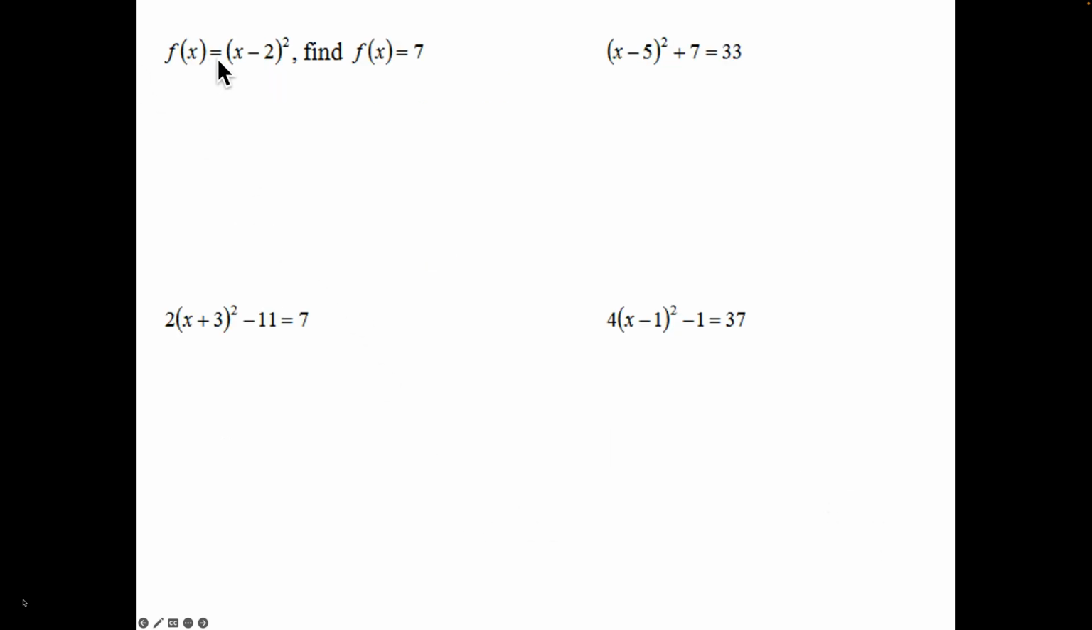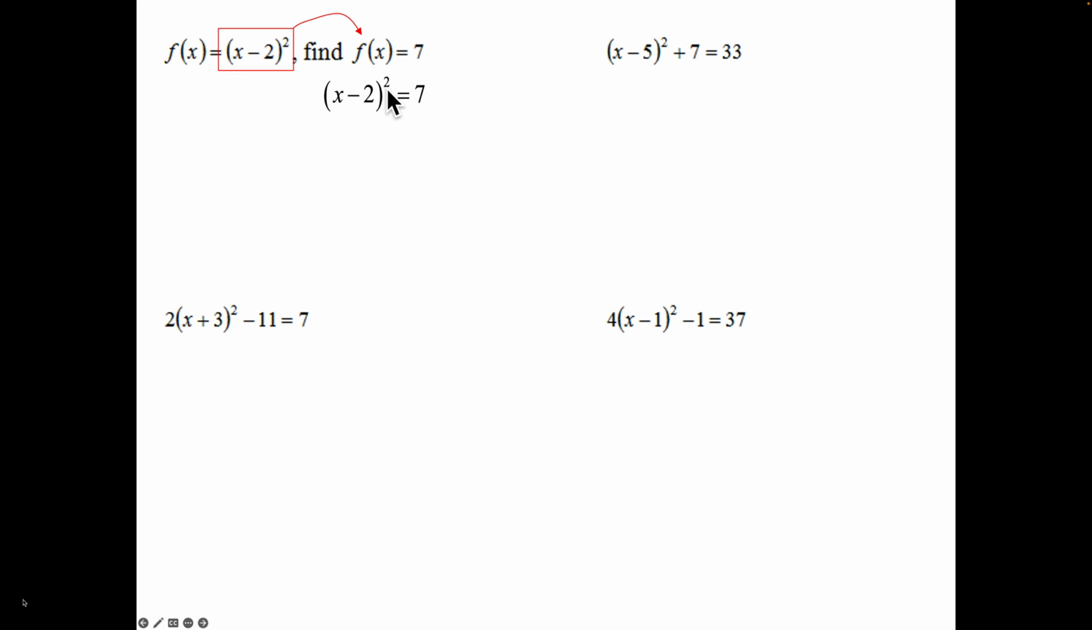If it says f of x is equal to the binomial x minus 2 squared, find f of x equals 7, that just means send the x minus 2 binomial over to f of x, set it equal to 7, and solve. So to solve this, we're going to start from the outside.